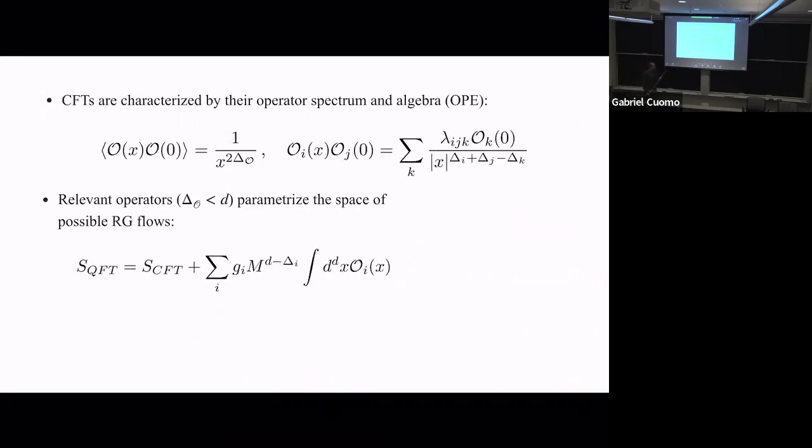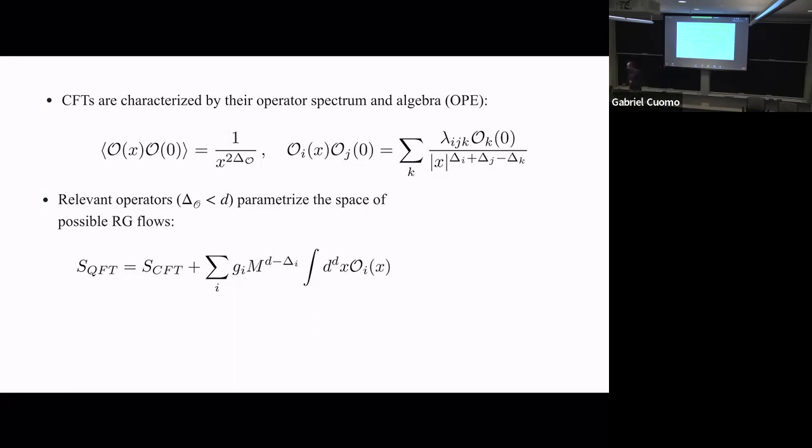So it should then be clear that to understand the fate of the RG, it's important to understand the fate of CFTs. So a very brief reminder, CFTs are characterized by their operator spectrum, so by their algebra, but most importantly by their scaling dimension, which just tells you with which power correlation length decay.